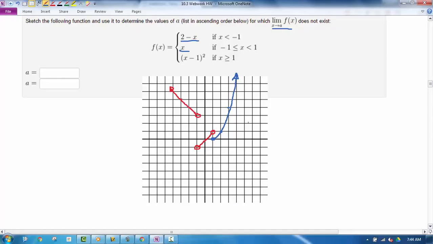And what you'll get is this, and you can tell the limits are not defined then at -1 and 1, because those are the places where the function jumps. And when it's discontinuous like that, when it's got jump discontinuity, the limit does not exist.